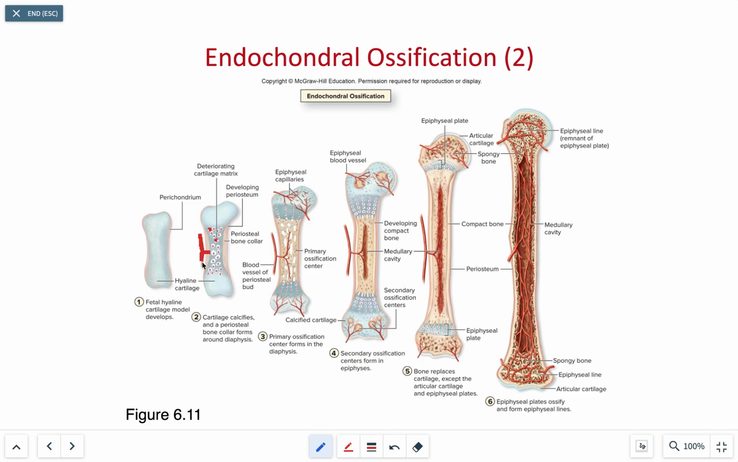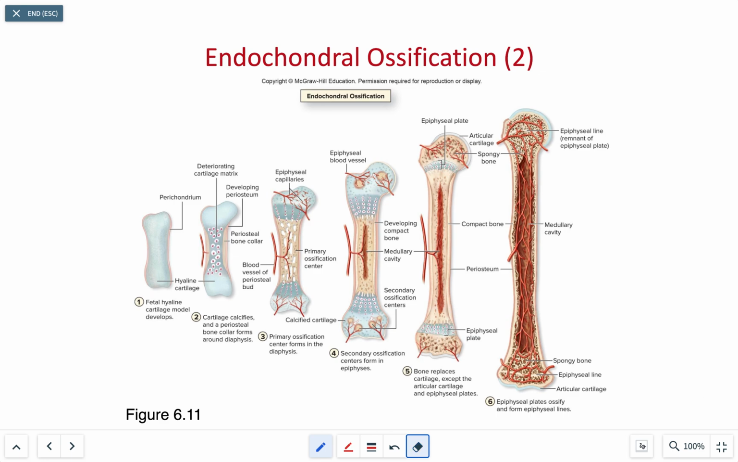So we have blood entering through the perichondrium into the periosteal bone collar. Once the blood vessels begin to penetrate the perichondrium, we'll see stem cells within the perichondrium dividing to form osteoblasts. These osteoblasts then will secrete osteoid, and eventually the osteoid will harden to form the periosteal bone collar.